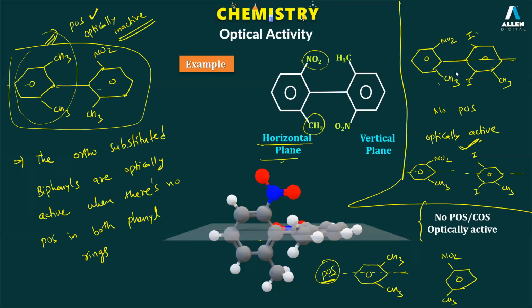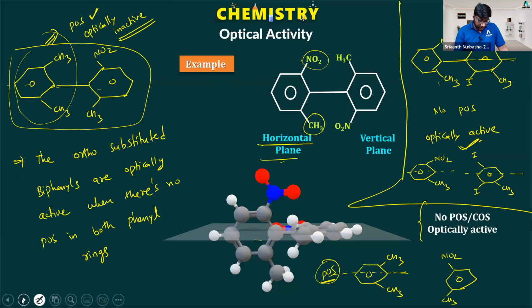If you have any difficulty finding the planes considering the biphenyl system at a time, consider both the phenyls separately and check for planes of symmetry. No phenyl should have a plane of symmetry.